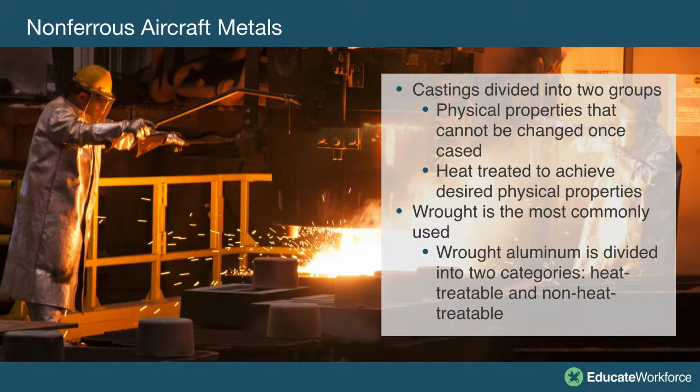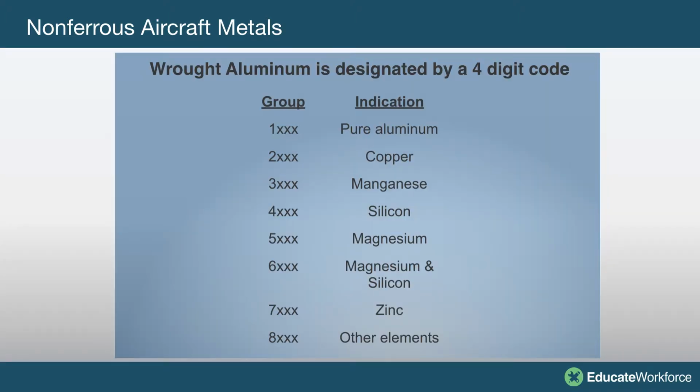Castings can be divided into two groups: those with physical properties that cannot be changed once cast, and those that are heat treated to achieve desired physical properties. Wrought, on the other hand, is the most commonly used. Wrought aluminum is divided into two categories: heat treatable and non-heat treatable. Wrought aluminum is designated by a 4-digit code.